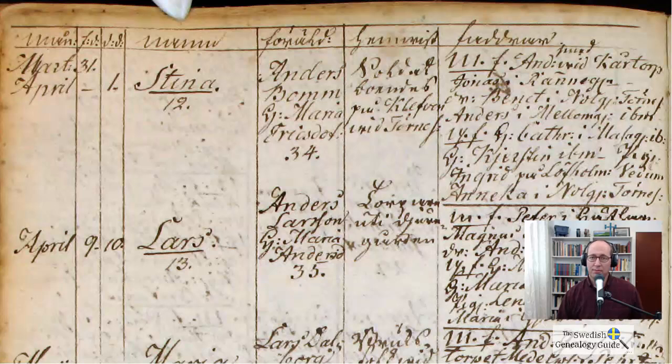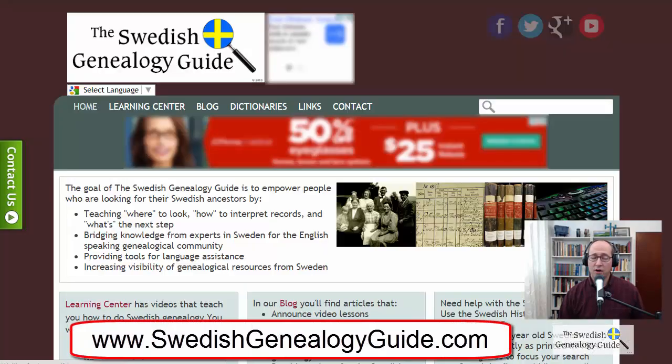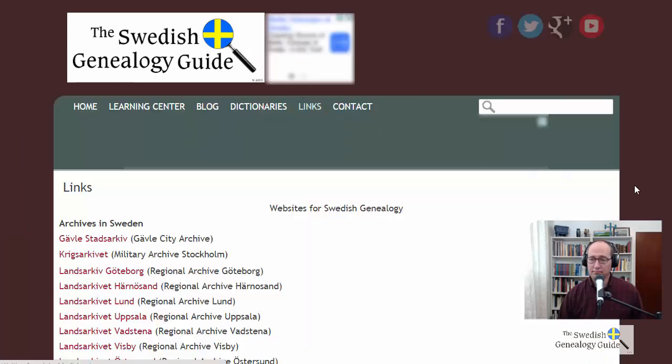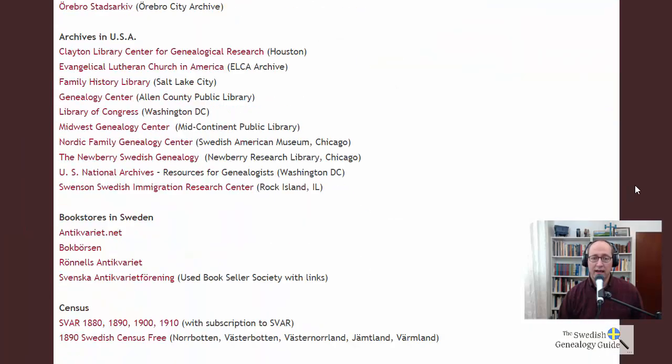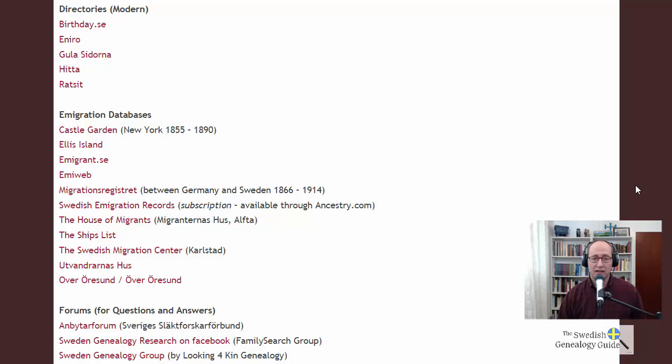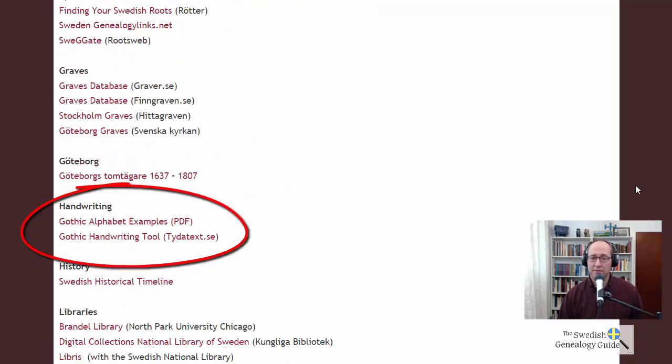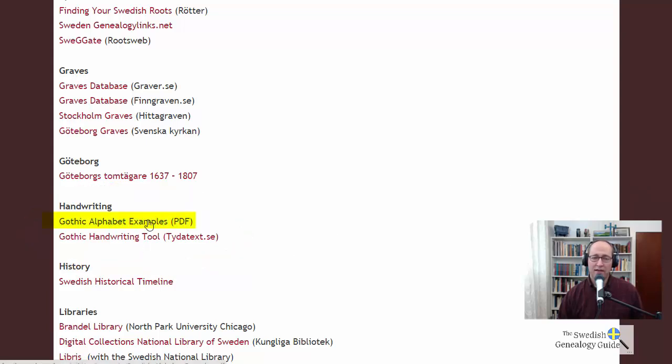Now I'd like to show you just a couple tools that are going to help you in being able to decipher this handwriting. So I'm going to go to the homepage of the Swedish Genealogy Guide. I click on the word links. I scroll down to the section for handwriting, and there's two links that are right here. The first one says Gothic alphabet examples.